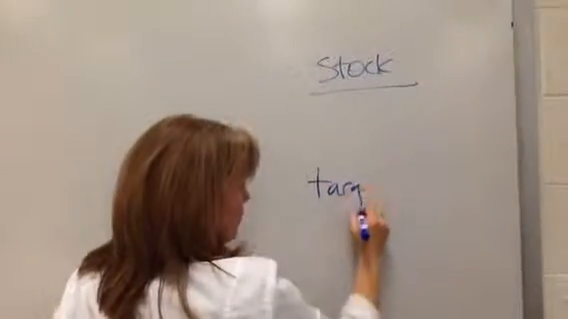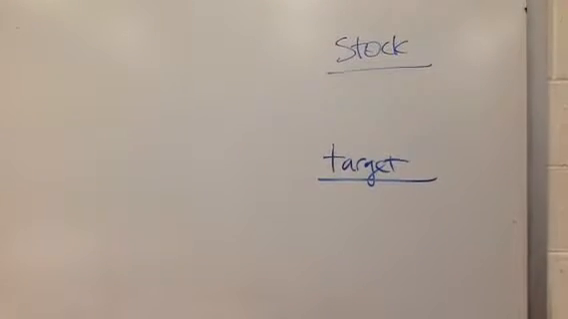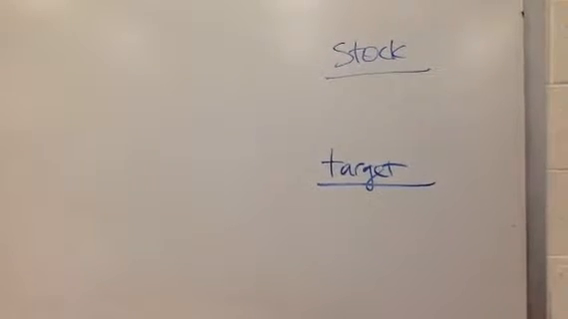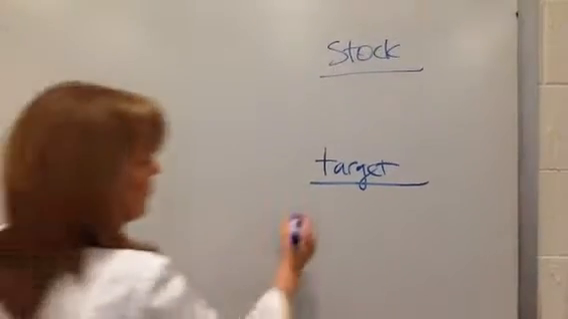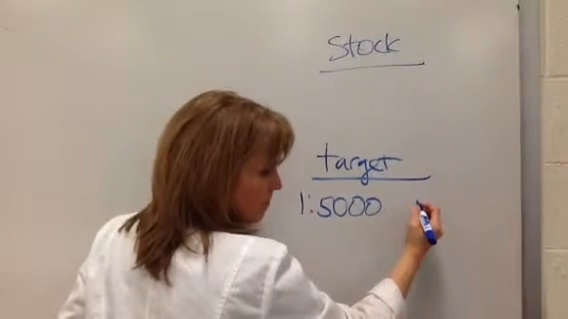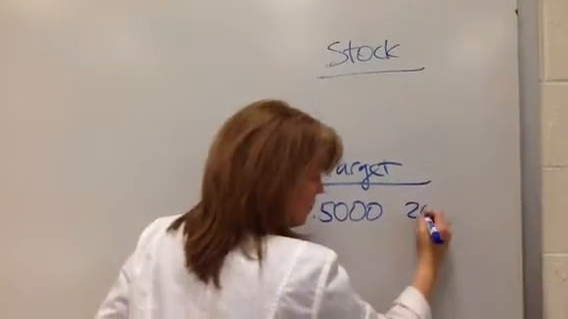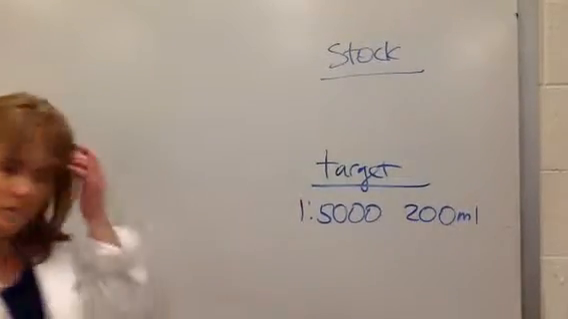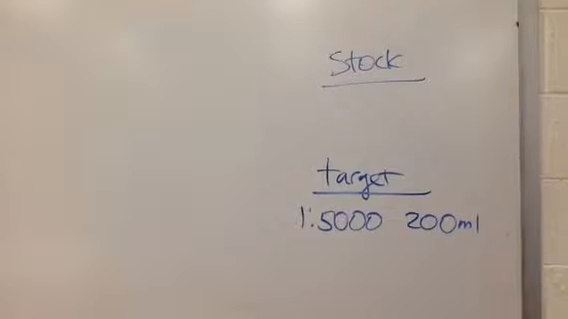And we have what we're preparing, the target. Okay, in number 11 here, what do we have? What are pieces of information? Give me one. Number 11. One piece of information: 200 milliliters. We have 200 milliliters of 1 to 5,000, which is potassium. Is that the target or is the stock? The target. Okay, so we have a 1 to 5,000. And how much of it? 200 milliliters of potassium permanganate.